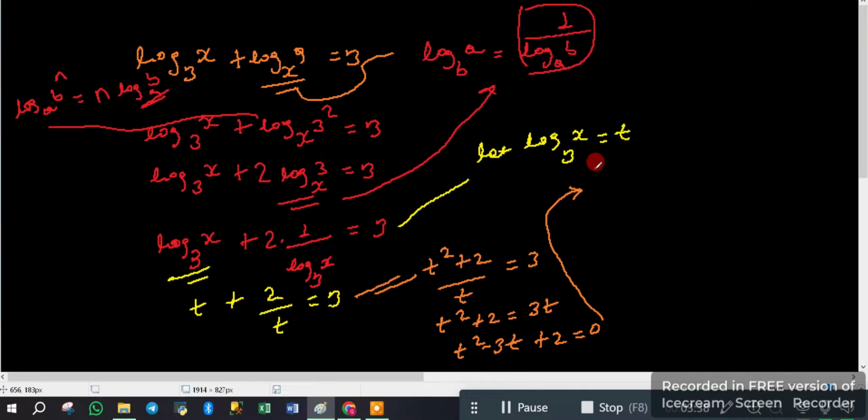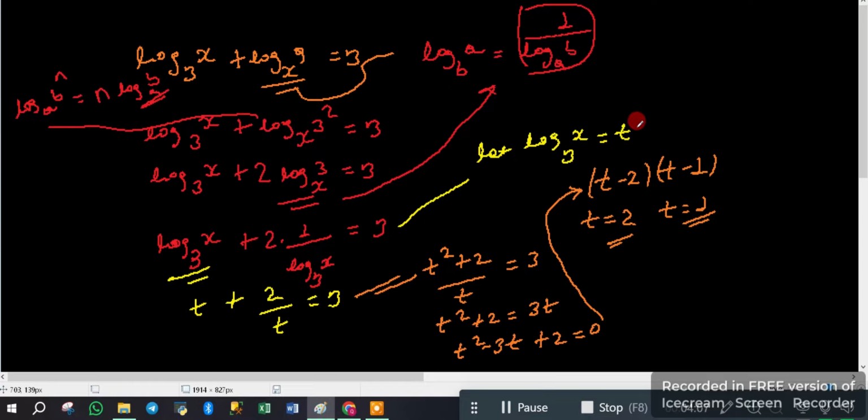So that means t minus 2 and t minus 1. Minus 1 times minus 2 will be positive 2. Minus 1 times t plus minus 2 times t will be minus 3t, and t times t is t squared. So t will be 2 and t will be 1. Two solutions are there.